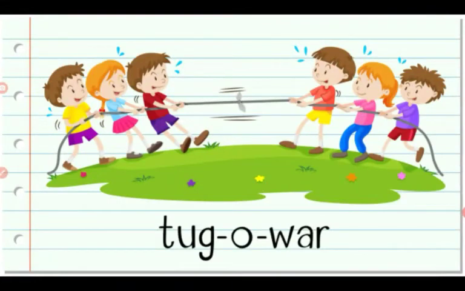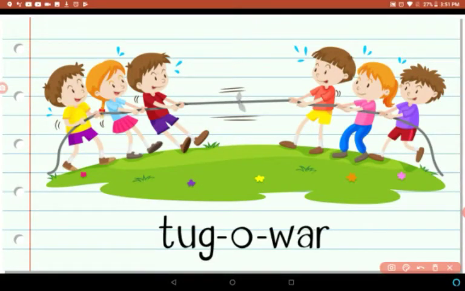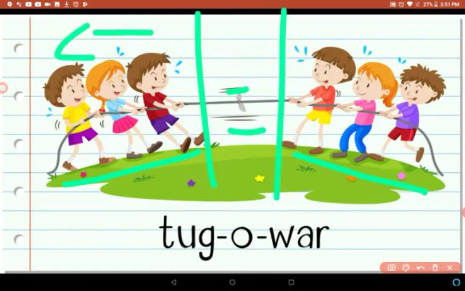Now let's play Tug-of-War. Yes, let's play Tug-of-War. So you can see an equal number of people on both sides. You can see this is a tie. Now this part is for them and this part is for them.